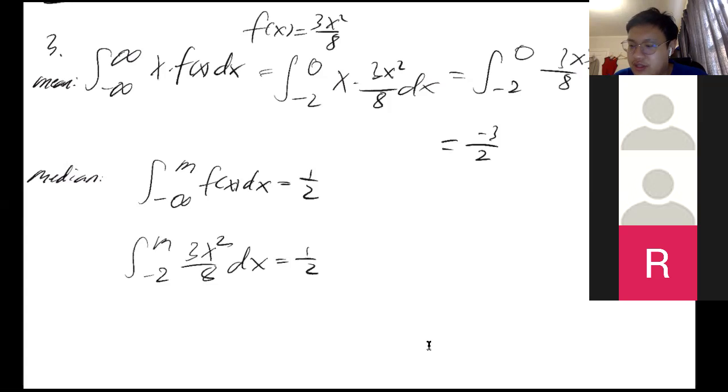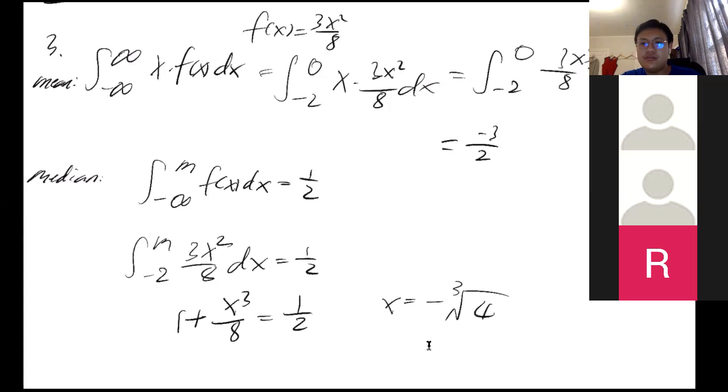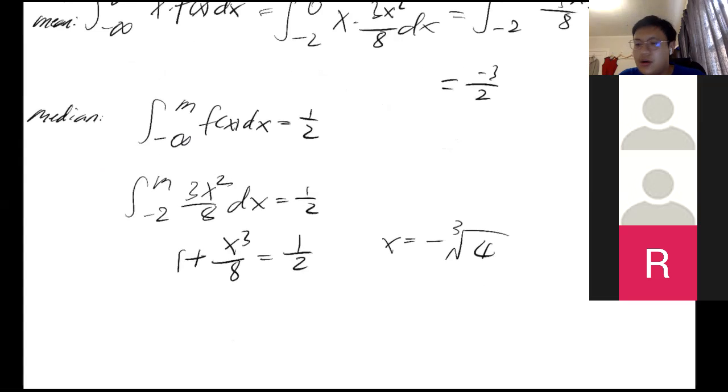And after you calculate the results, that will be like solving an equation of 1 plus x cubed over 8 equal to half, and x is equal to negative the cube root of 4. Yeah, so that's the solution for problem 3.